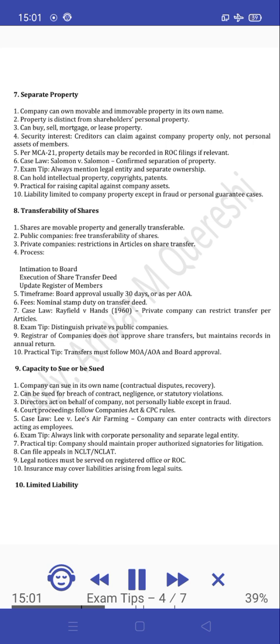6. Exam tip. Always link with corporate personality and separate legal entity. 7. Practical tip. Company should maintain proper authorized signatories for litigation. 8. Can file appeals in NCLT and NCLAT. 9. Legal notices must be served on registered office or ROC. 10. Insurance may cover liabilities arising from legal suits.